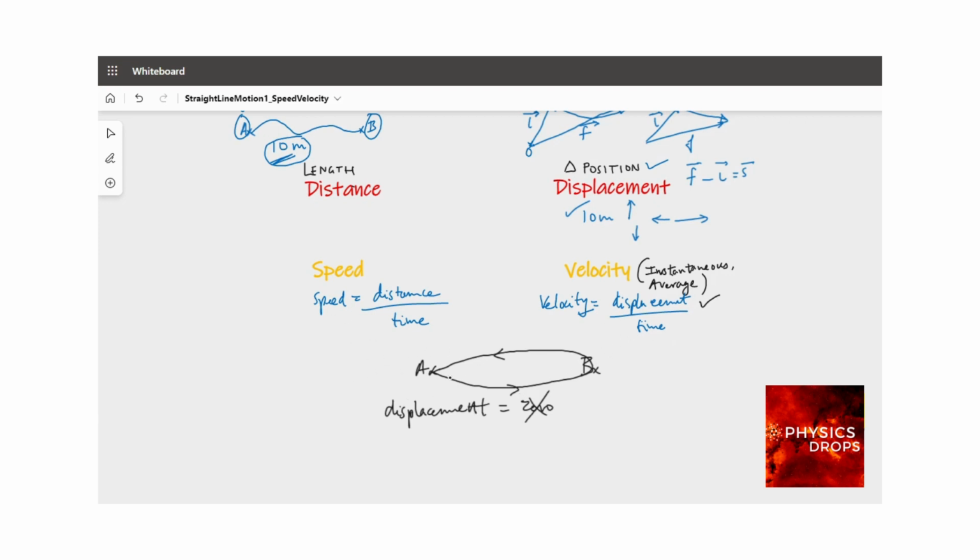So the speed, let's say if I traverse this whole distance of 20 meters in 5 seconds, then speed would be 20 by 5. This is 4 meters per second, but not in any particular direction because it's a scalar quantity. But when I look at displacement, initial position is at A, final position is also at A, then the displacement is zero. So can I say velocity is zero? Yes, but that is called the average velocity. Average velocity will be zero.